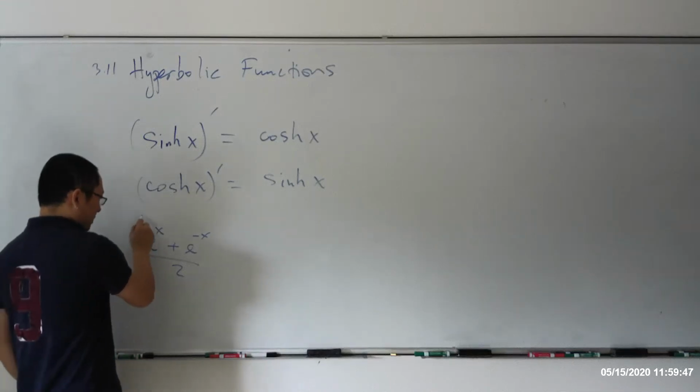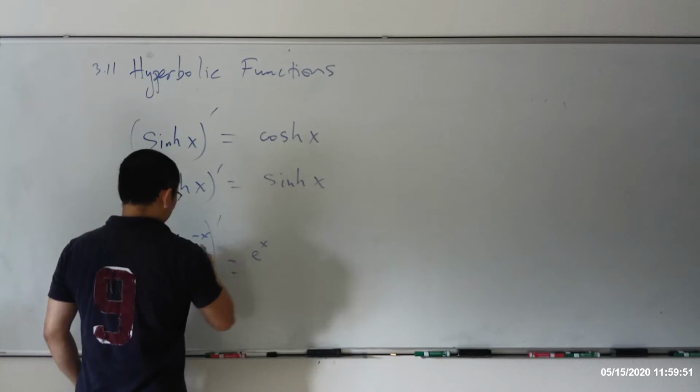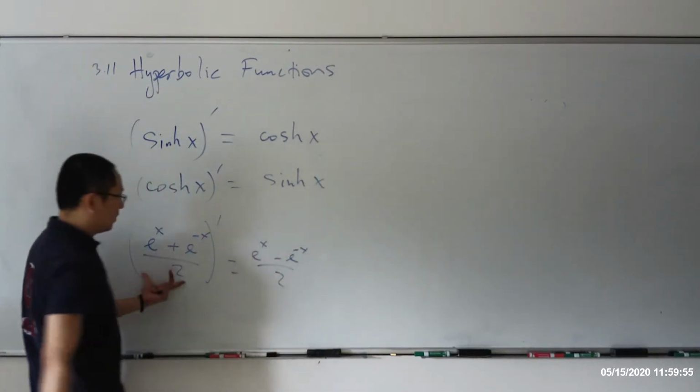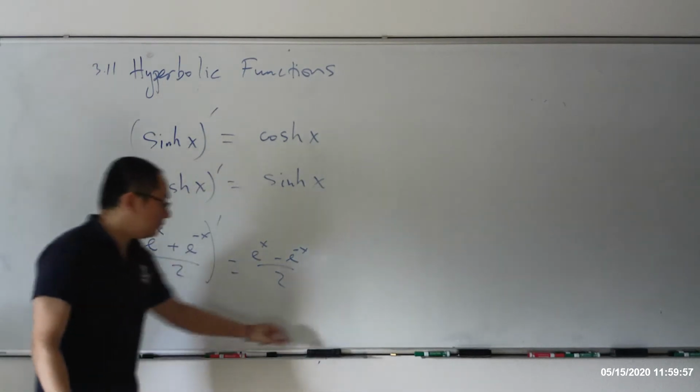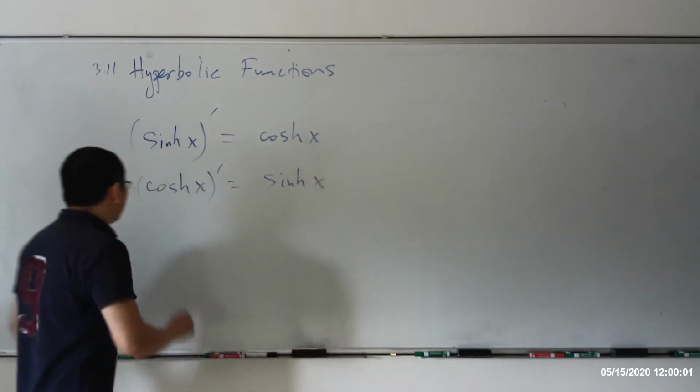Take derivative. The derivative of e to the x is e to the x. For e to the negative x, the derivative is negative e to the negative x, all over 2. See, the derivative of hyperbolic cosine is hyperbolic sine. What about tangent?